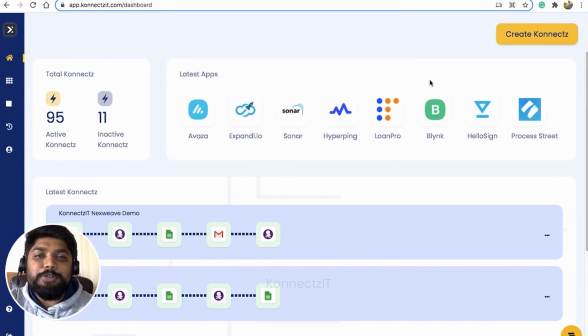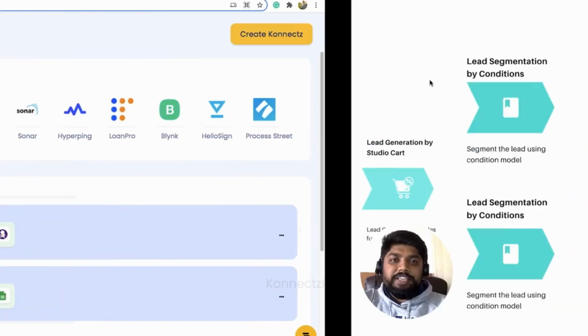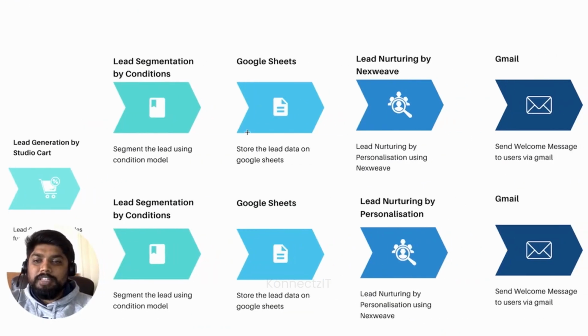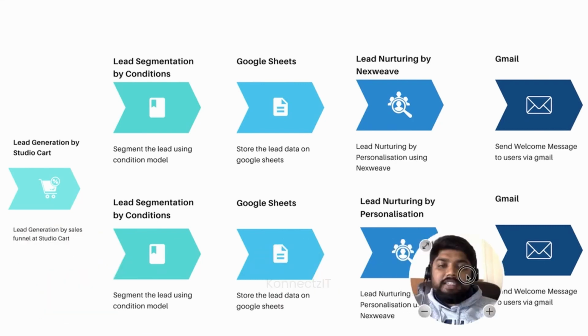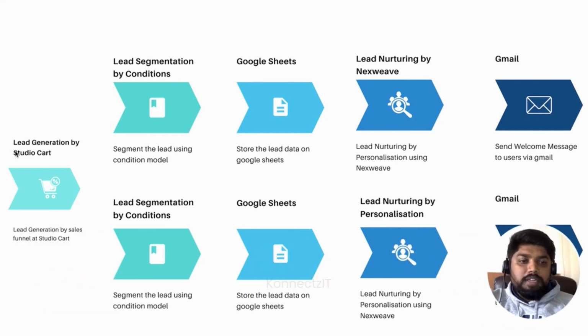Today in this video I'll be showcasing a use case. So that use case goes like this. I'll be generating a lead from Studio Cart. I'm going to use most of the AppSumo apps. Whenever a new sale happens inside Studio Cart, I'm going to take that as my initial trigger, and then I will segment the lead using conditions.